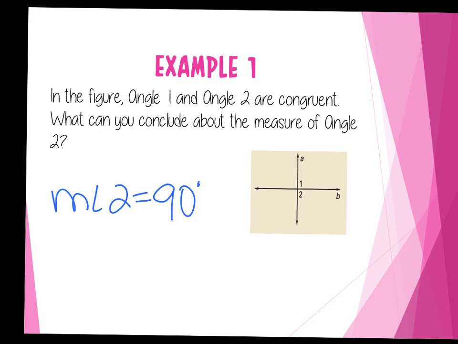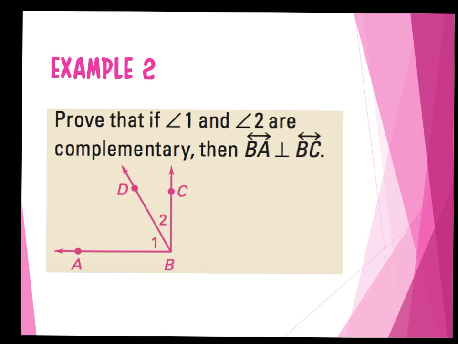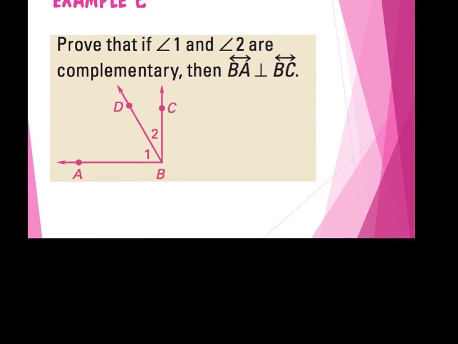So they have to form a line, and they have to be congruent. If that's the case, then they're both 90. Okay, this one says, prove that if angle 1 and angle 2 are complementary, then BA is perpendicular to BC. So let's walk through it like it's a proof.